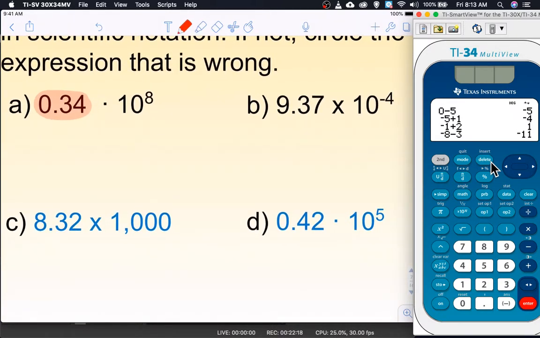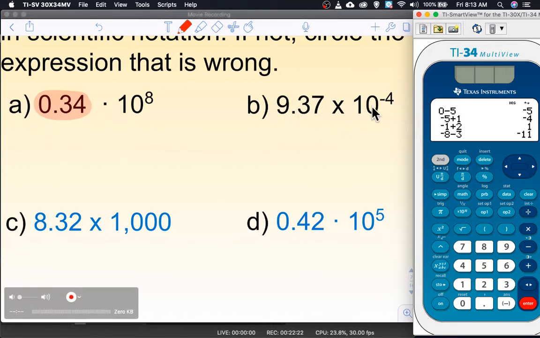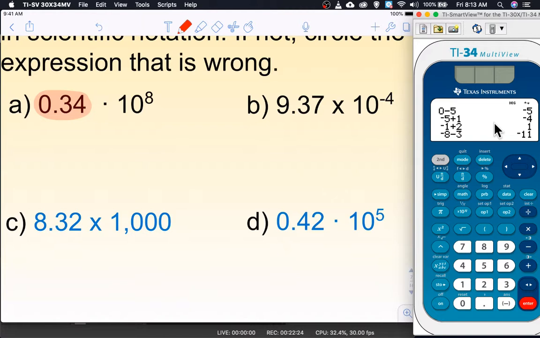Letter B, is this scientific notation? My decimal piece looks good. My exponent piece looks good. Yes, that is scientific notation. Okay, so I want you to try that on these next two. I want you to figure out if they are in scientific notation and just either put yes, they are scientific notation, if it is, or highlight or circle the part of the problem that's wrong.